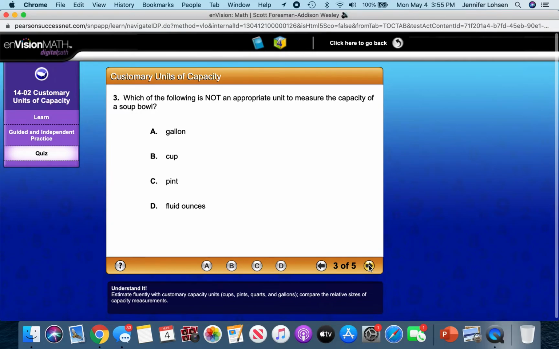Number 3. Which of the following is not an appropriate unit to measure the capacity of a soup bowl? So if you're at home and you're feeling under the weather and mom or dad or grandma or grandpa, in my case when I was younger, are making you some soup, which one of these would they not use to measure how much soup they were feeding you for lunch? A gallon of soup, a cup of soup, a pint of soup, or fluid ounces of soup? The only one that would be inappropriate, I think you would be really, really full, would be a gallon.